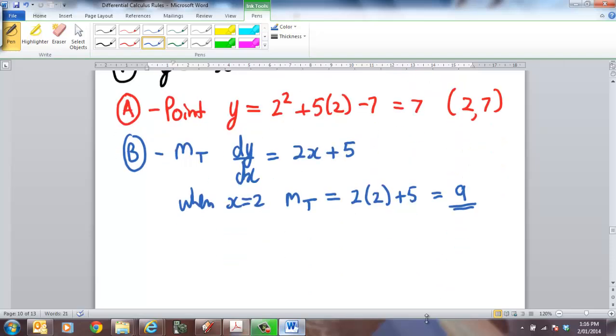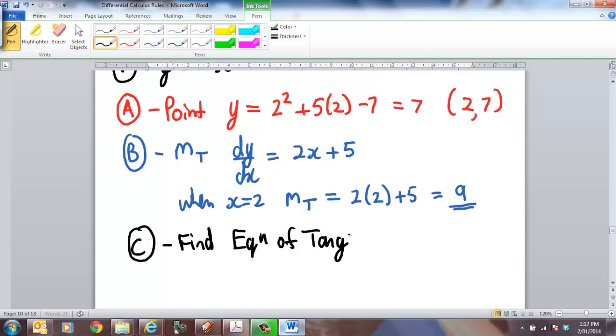Once you've got that information, the third step, part C, is to put that through to find the equation of the tangent.